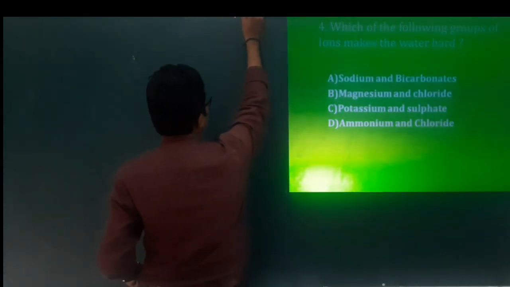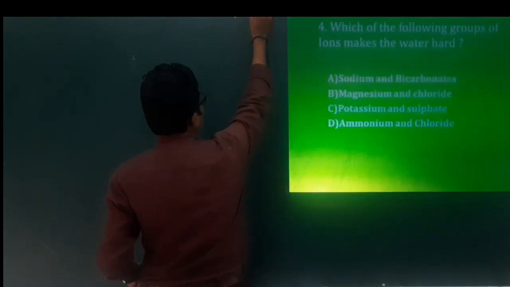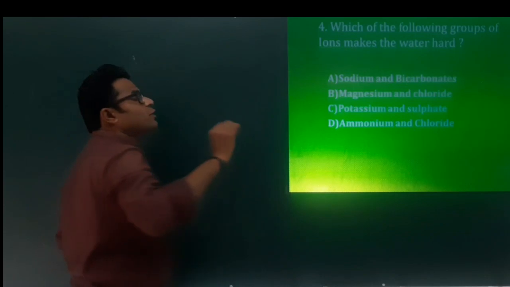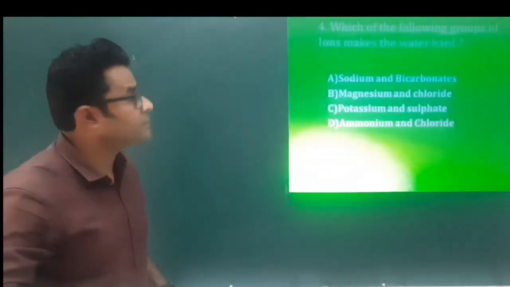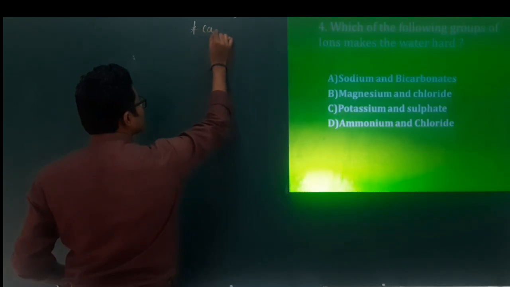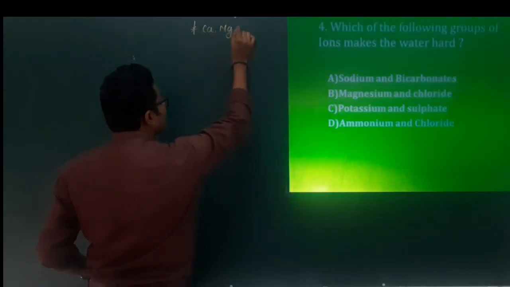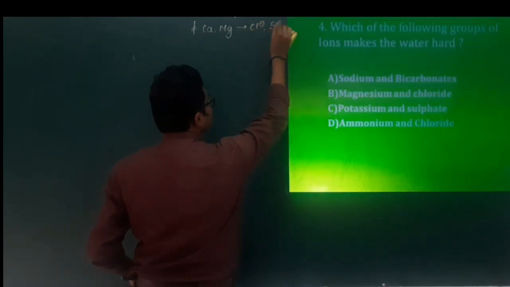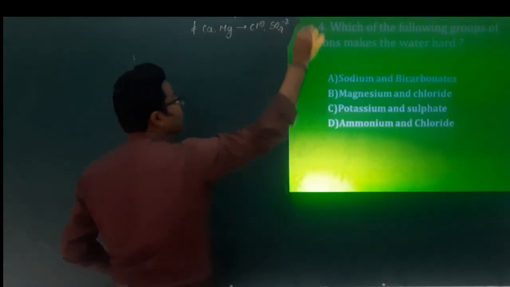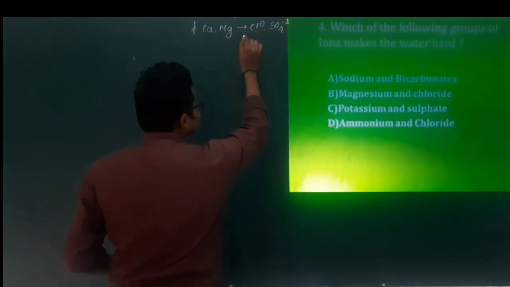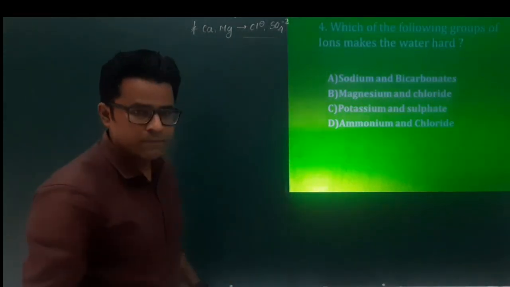Okay, and if this particular thing is combining with HCO3, that is a bicarbonate, then it is going to form a temporary hard water. While in the other case, if the calcium as well as magnesium are going to combine with either chlorides or sulfates, in such cases it is going to give us a permanent hard water.